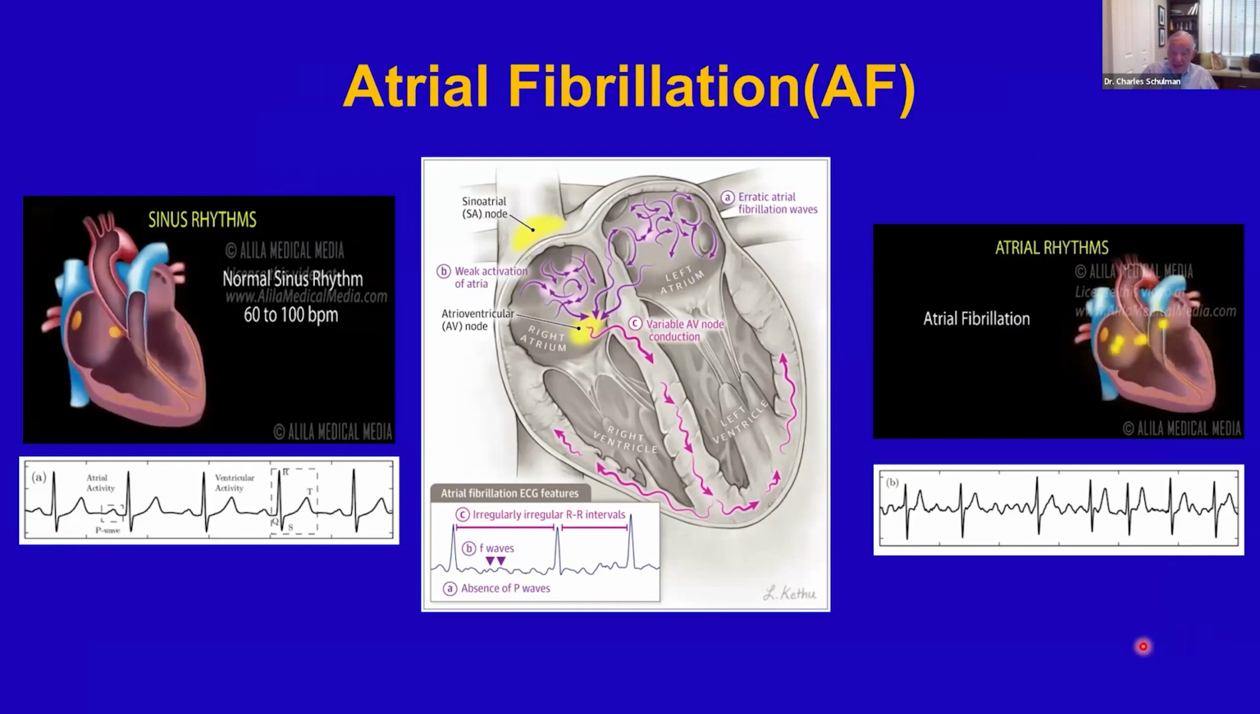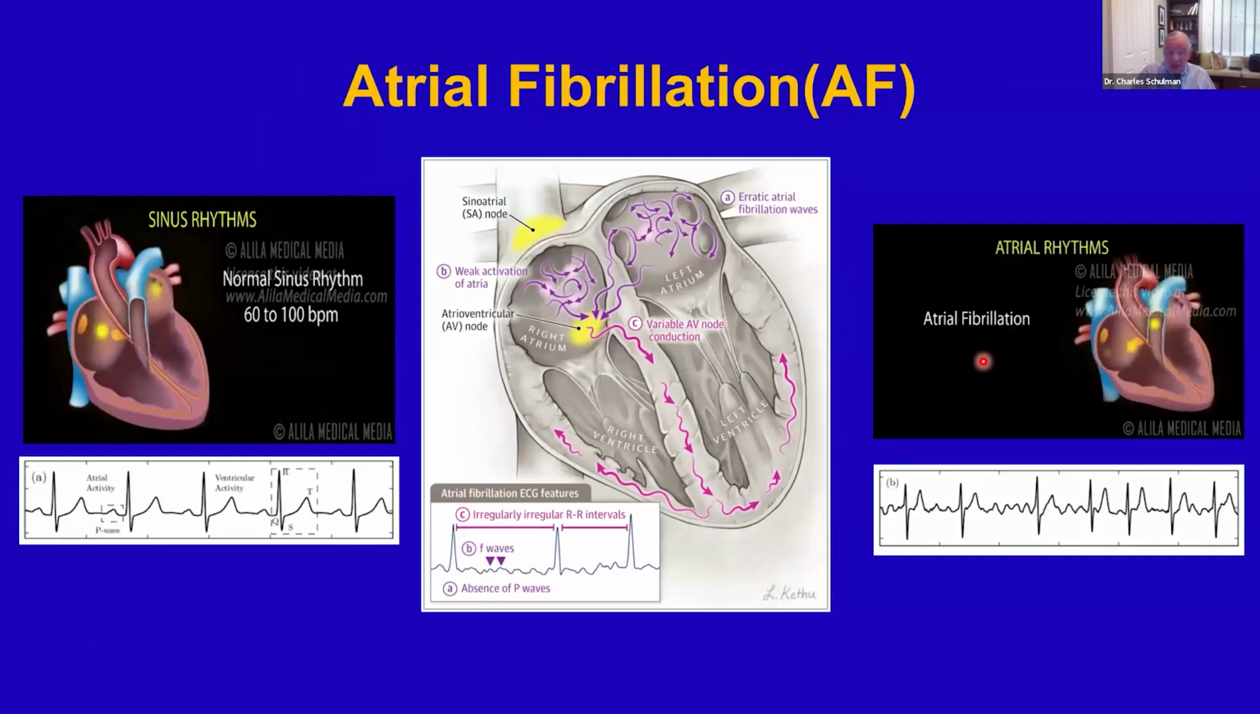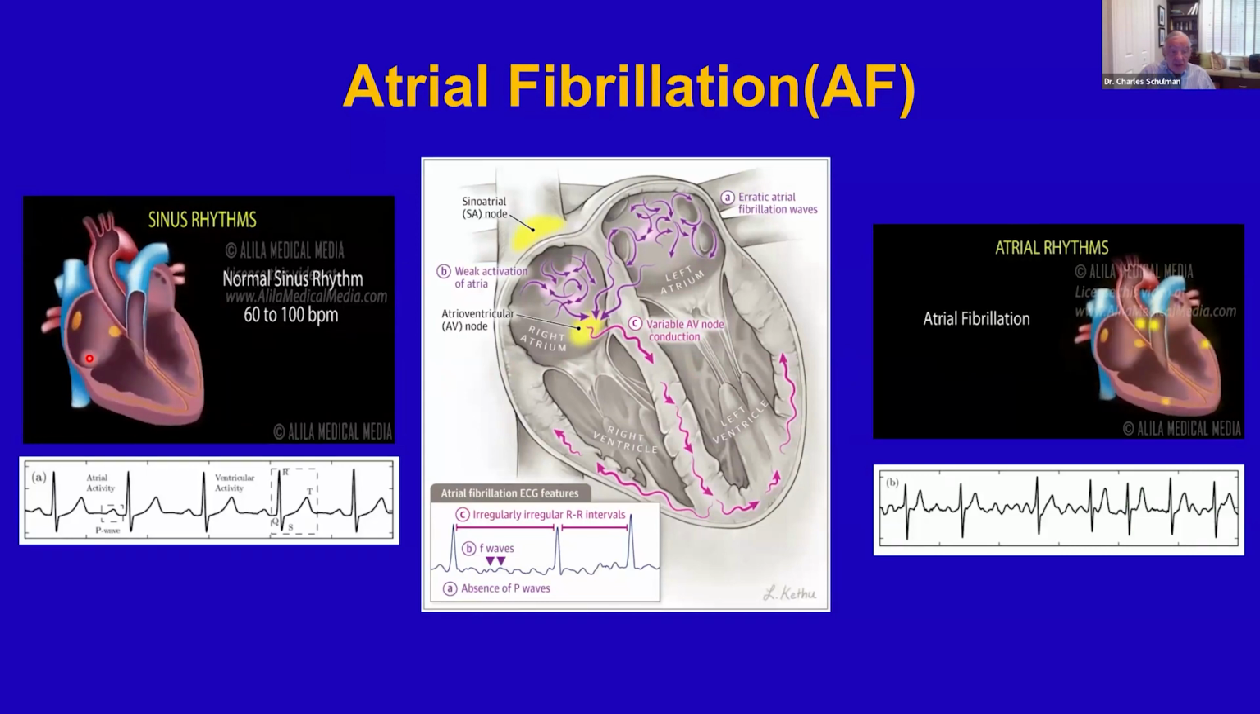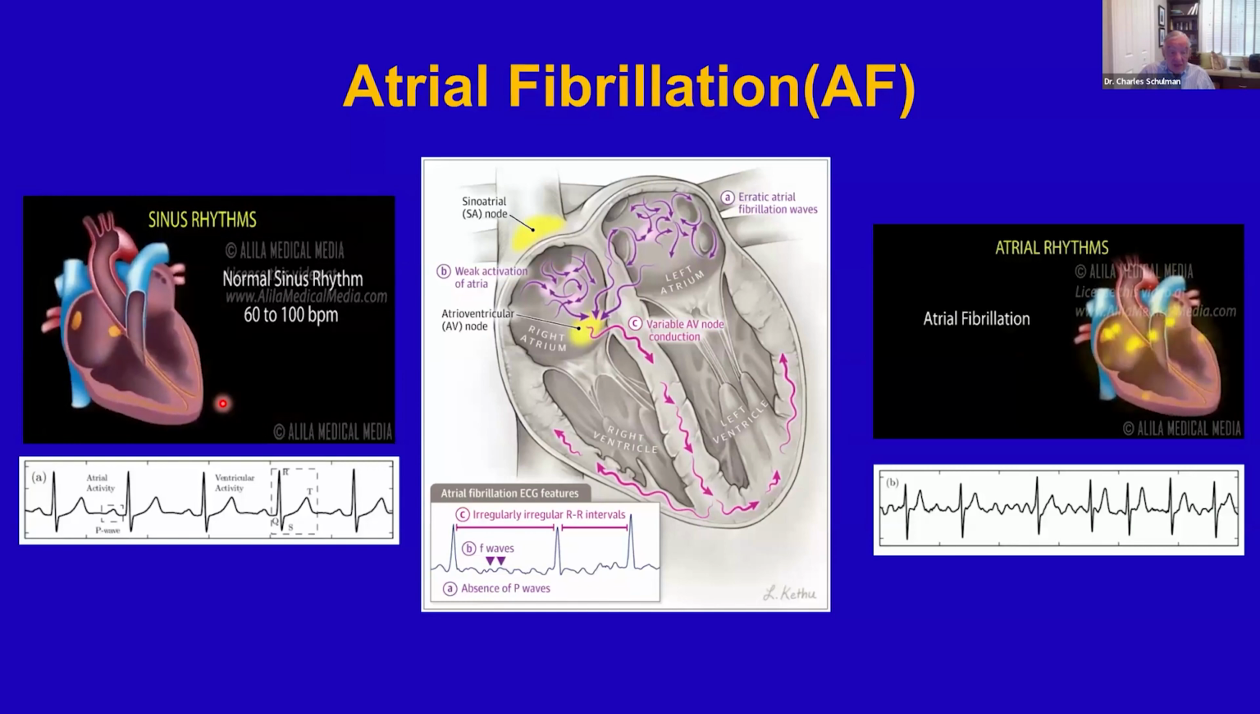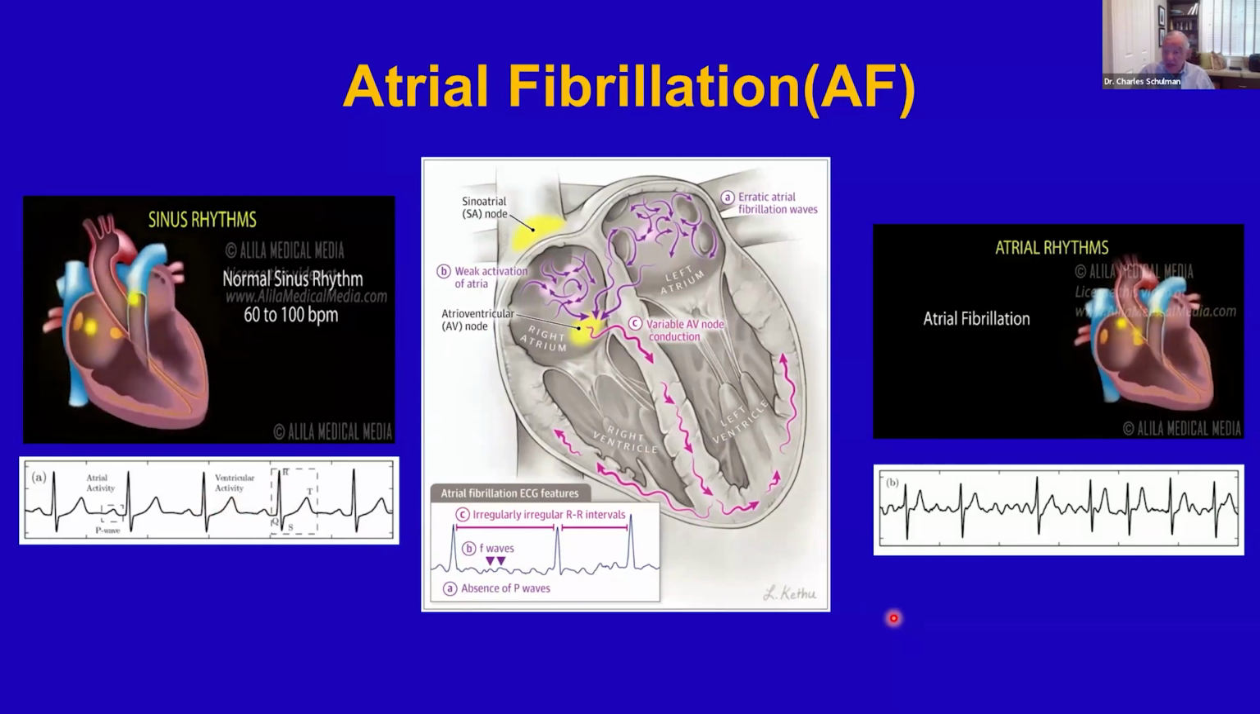This is one of my favorite slides, actually, because it illustrates very clearly the difference between sinus rhythm and atrial fibrillation. So with sinus rhythm, the impulse starts at the SA node, travels to the AV node, and then through the His-Purkinje system to stimulate the ventricles, resulting in a standard electrocardiogram with a P wave representing atrial activity, the QRS representing ventricular activity, and ST segment and T wave representing recovery.